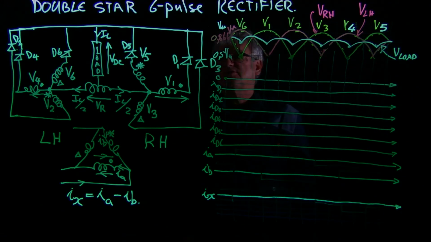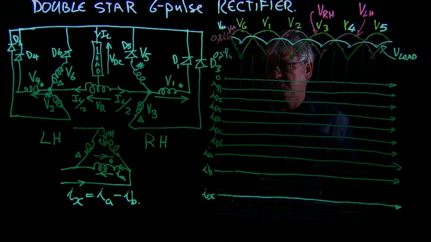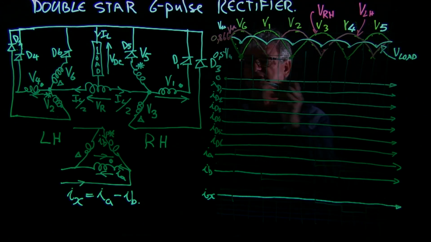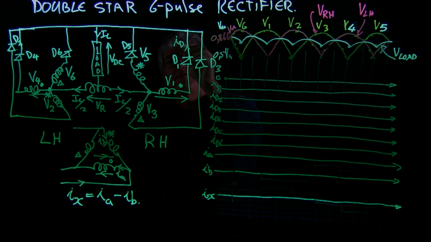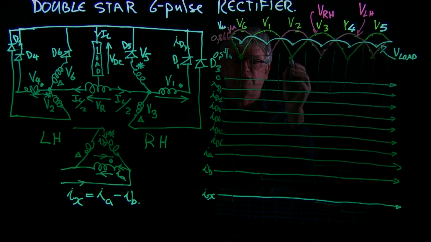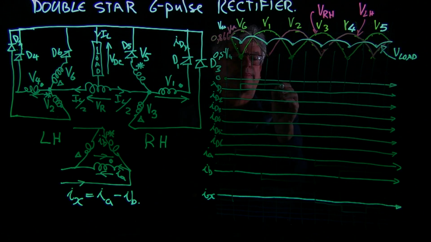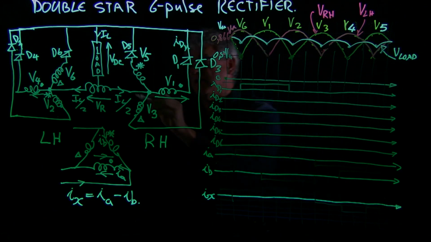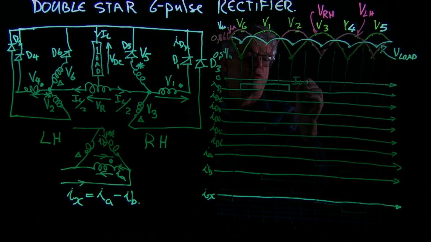Looking at the double star 6-pulse rectifier waveforms, we see that ID1 flows when V1 is the most positive, which is from that point there to that point there. So it is from here up to here. And the current that is flowing there is IL over 2.